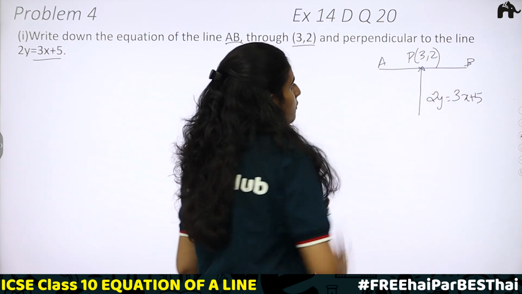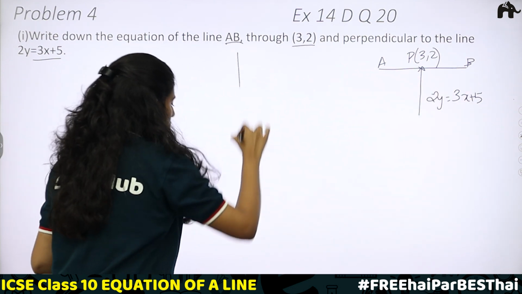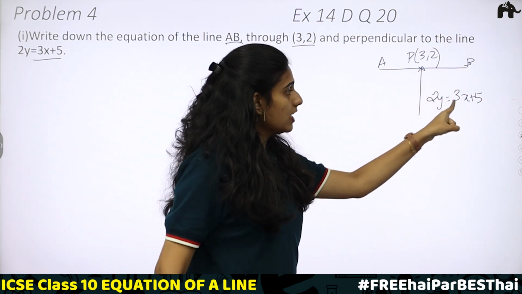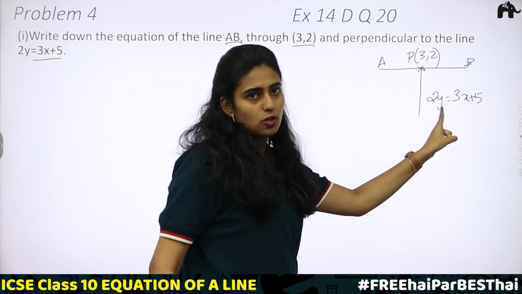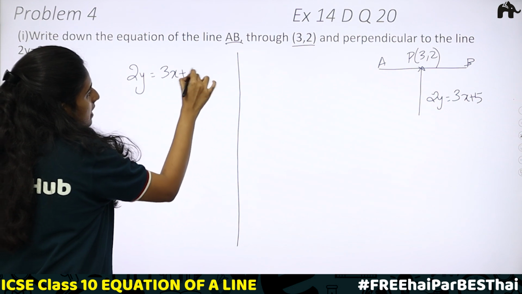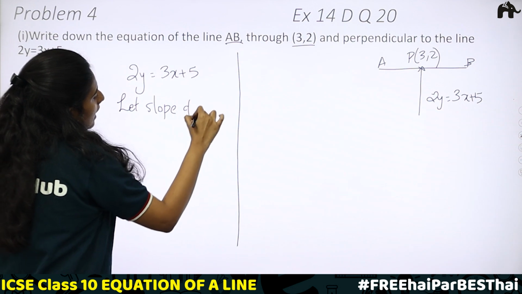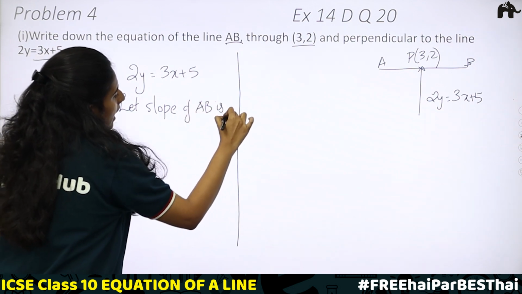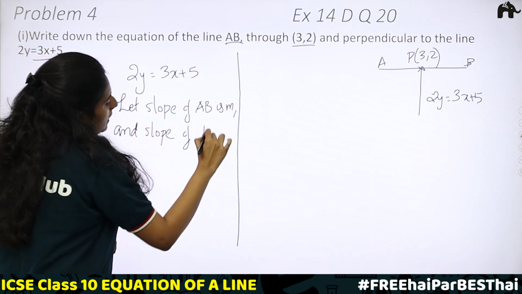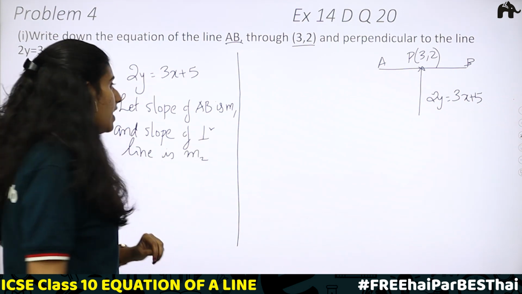Okay. So, how to find the equation of line AB? Here, what is given? We have the equation of the line which is perpendicular to AB, that is 2y = 3x + 5. We can easily find the slope of this. Let the slope of AB be m1 and the slope of the perpendicular line be m2. Okay, how to find the slope now?